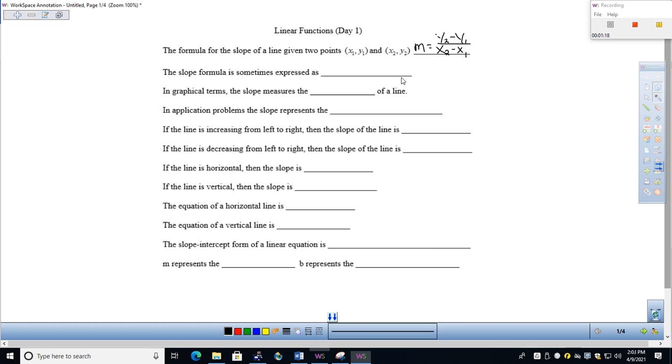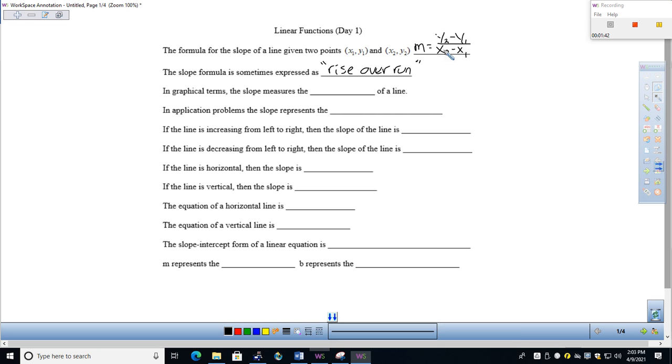And the verbiage that goes with the slope formula, sometimes you hear it expressed as, and I'm going to put quotes around it, the "rise over run." So the rise of the line over the run of the line. The rise represents the change in y on the coordinate plane, and the run of the line represents the horizontal change, or the difference of the x's. So rise over run, change in y over change in x.